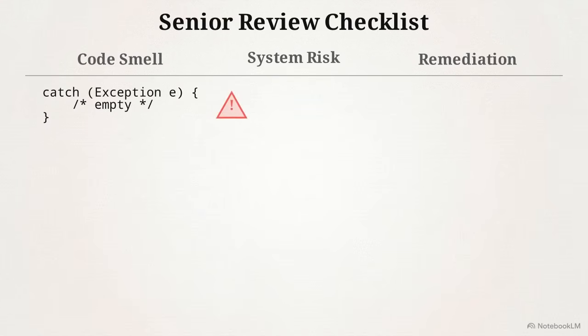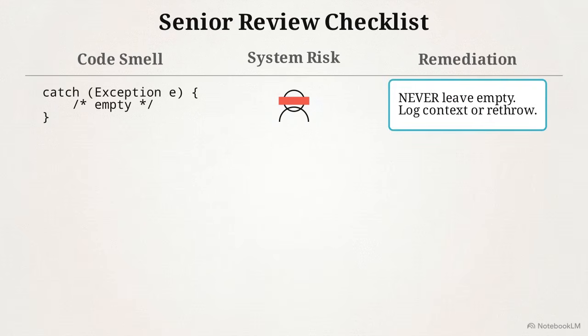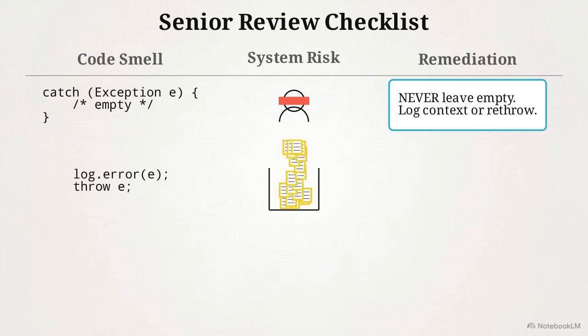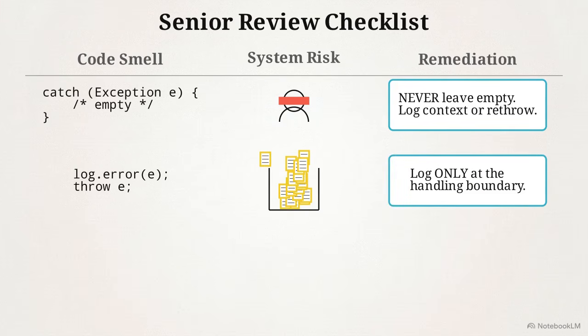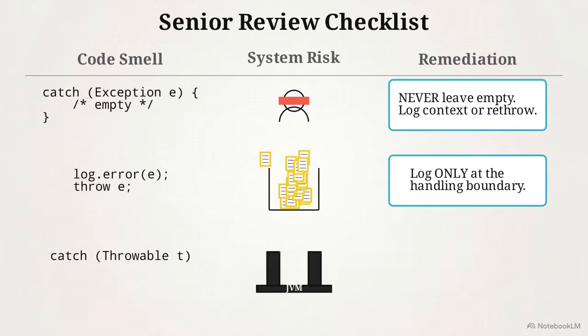Hazard 1 is swallowing exceptions. Leaving a catch block empty erases the error signal entirely. This leaves operations teams blind to bugs and allows state corruption to propagate. Hazard 2 is the log-and-throw pattern. Logging an error and immediately rethrowing it causes chaotic log pollution, duplicating stack traces in your aggregation pools for every layer the exception traverses. Hazard 3 is catching the base Throwable interface.